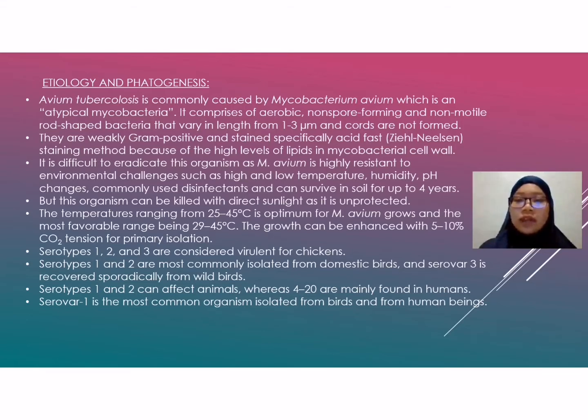It comprises aerobic, non-spore-forming, and non-motile rod-shaped bacteria that vary in length from 1 until 3 micrometers, and cords are not formed. They are weakly gram-positive and stained specifically by the acid-fast staining method because of the high levels of lipids in the mycobacterial cell wall. It is difficult to eradicate this organism as it is highly resistant to environmental challenges. But this organism can be killed with direct sunlight as it is unprotected.